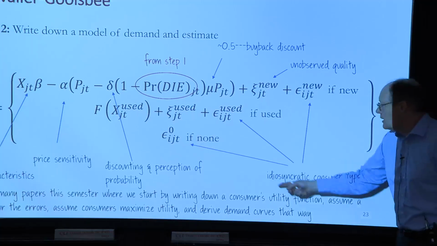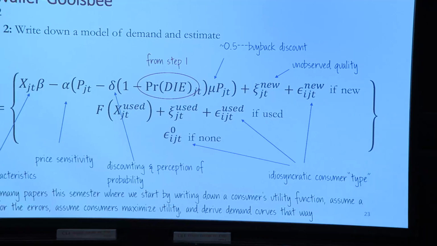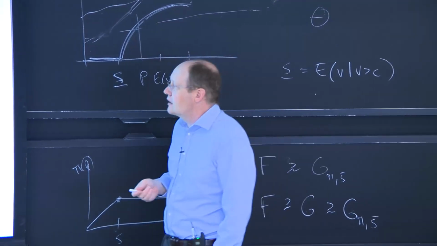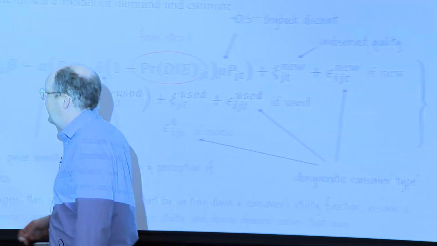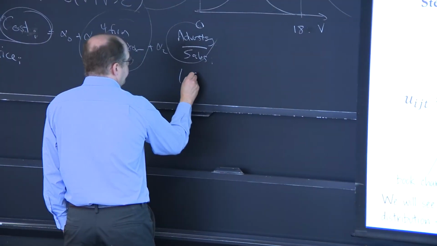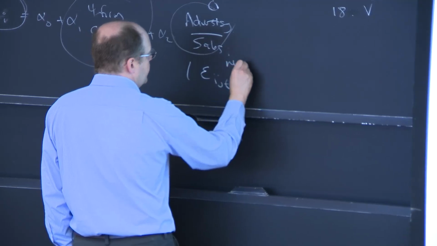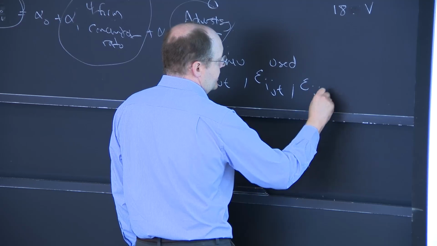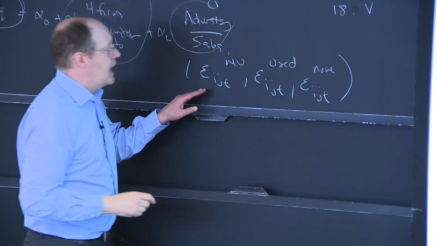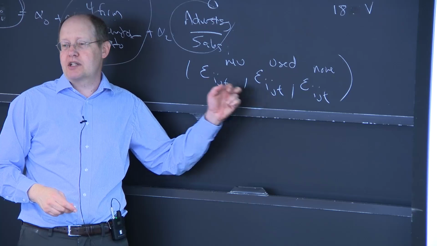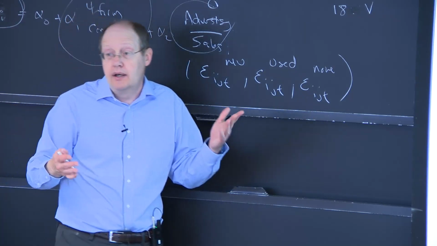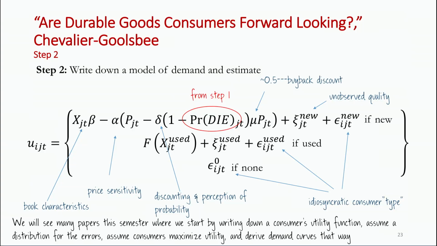And then consumers have this sort of a type. In my previous lectures, consumers always had this type theta that determined their taste for goods. Here, consumers have a 3-dimensional type: epsilon IJT new, epsilon IJT used, and epsilon IJT none. So I have this 3-dimensional type describing how much I like buying new books, how much I like buying used books, and how much I like buying no books at all for this particular book. And we model this as being 3 independent extreme value errors, typically.